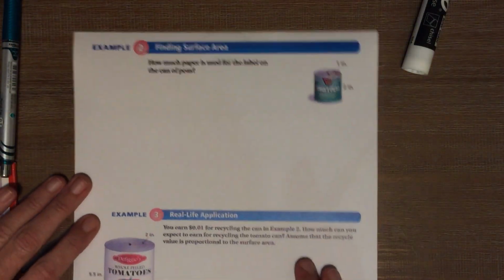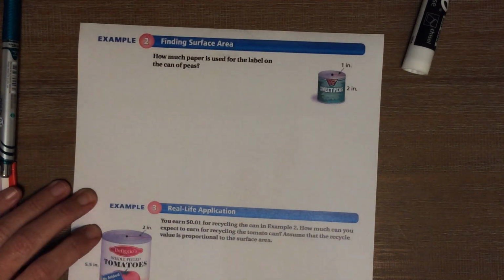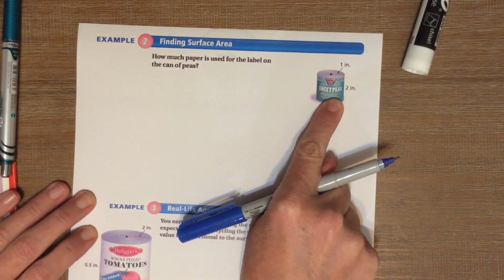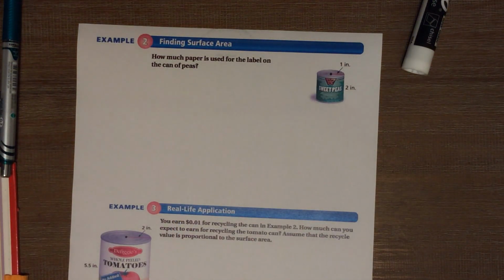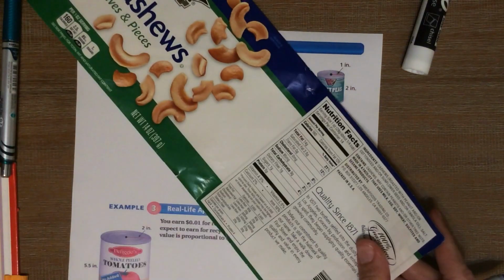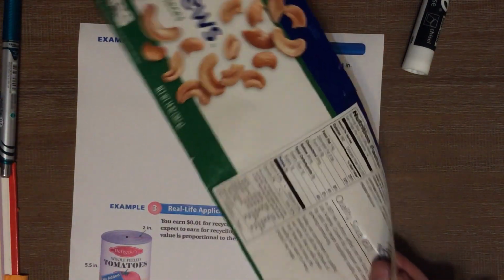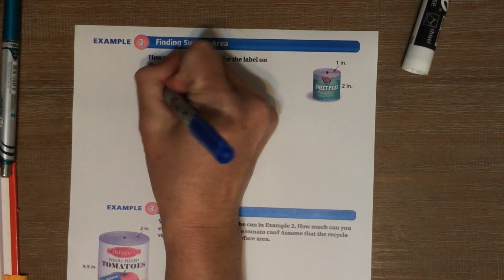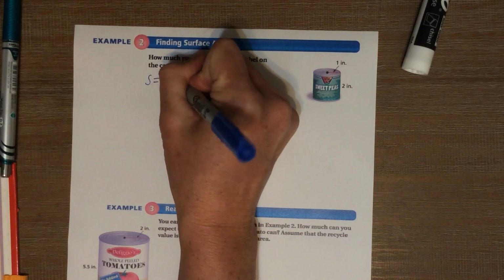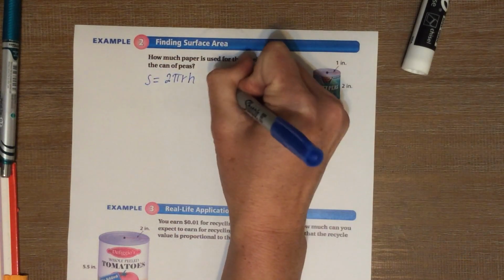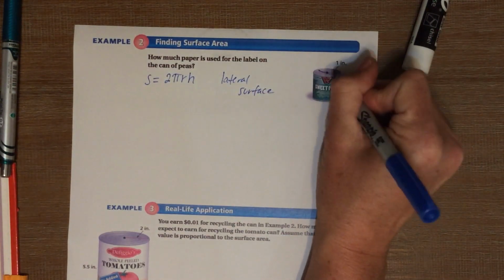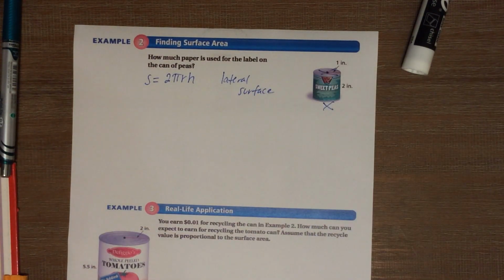Let's step it up a notch here. This problem is just asking for how much paper is used for the label on this can of peas. So if we're talking about the label and the label only, then we're only talking about the lateral surface part of our surface area. So if I only want the lateral surface part, that's just 2 pi r h. We just want the lateral surface. So it's not the bases. We don't want that top and that bottom.